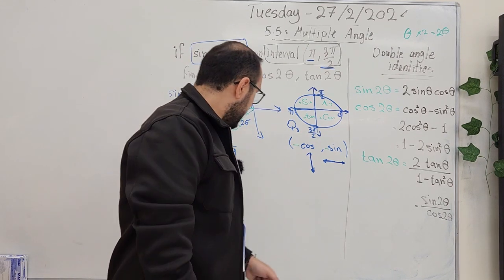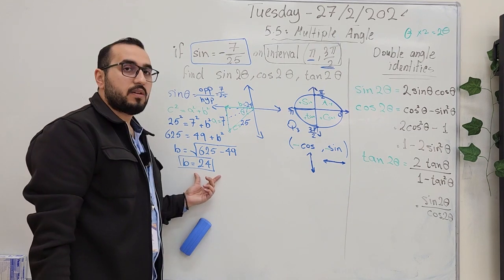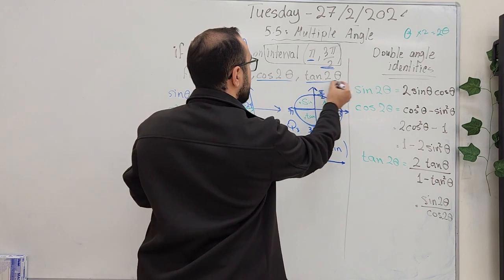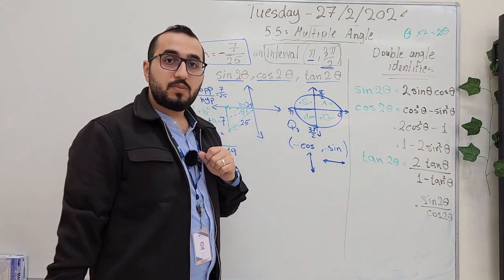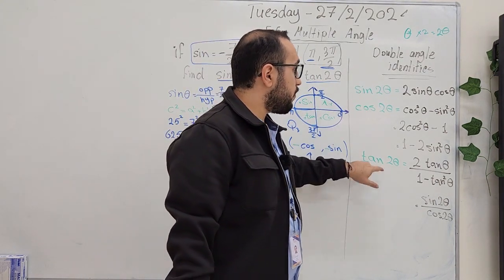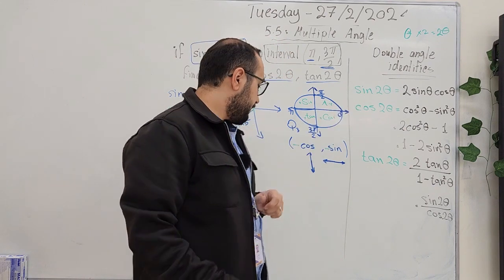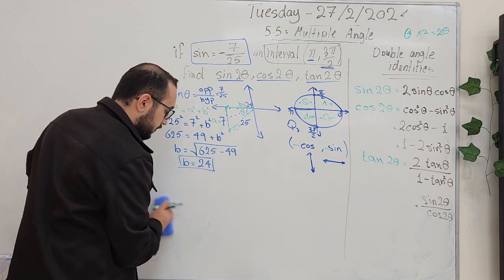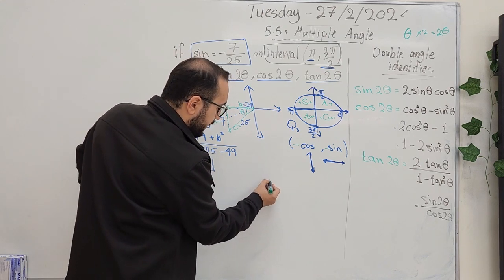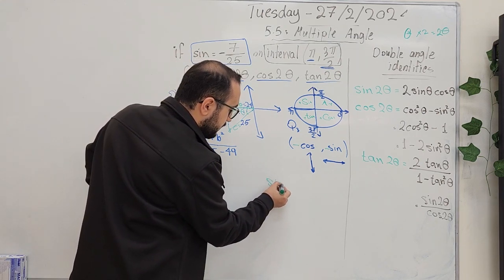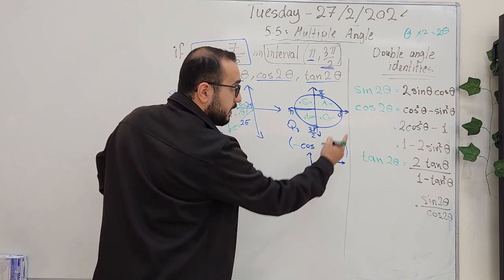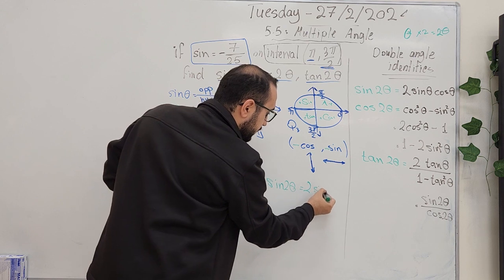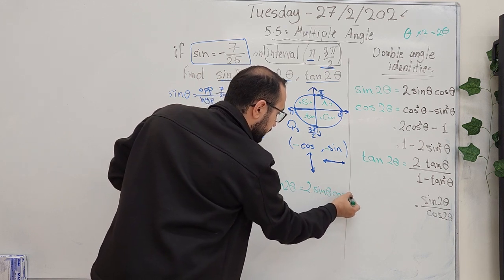24. Now after I found the Pythagorean, let's start finding the double of sine, double of cosine, and double of tangent. To find this, I have to use this formula. Let's start with the sine. The sine double angle is equal to 2 sine theta cosine theta.